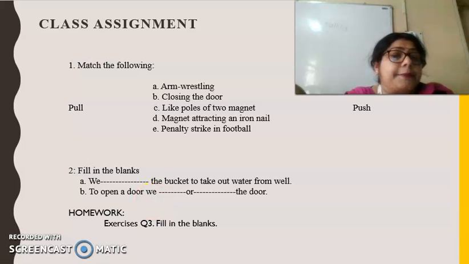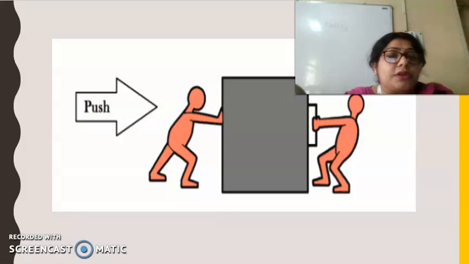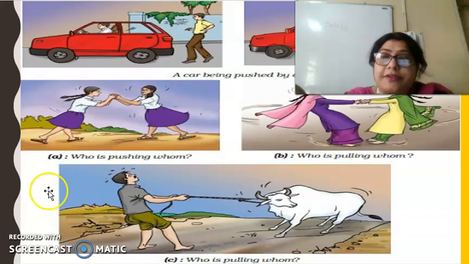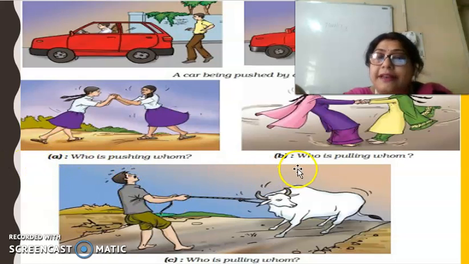And then please go through the pictures also, which will help you to understand the push and the pull, and the pictures which are given in the book. In your book also there is an activity, which is given on the left hand side of the page of that particular chapter. Please go through that activity, identify which is pushing, which is pulling, which is lifting. That will enable you to understand more.